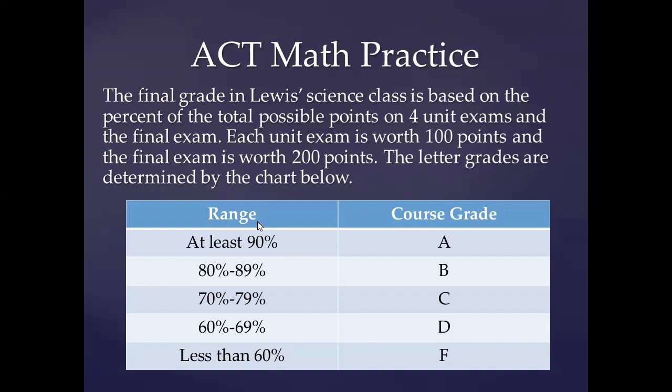Now, in the chart, we can see at least 90% has a course grade of A, 80% to 89% has a course grade of B, 70% to 79% has a course grade of C, 60% to 69% has a course grade of D, and less than 60% has a course grade of F. Now, let us continue with the question.